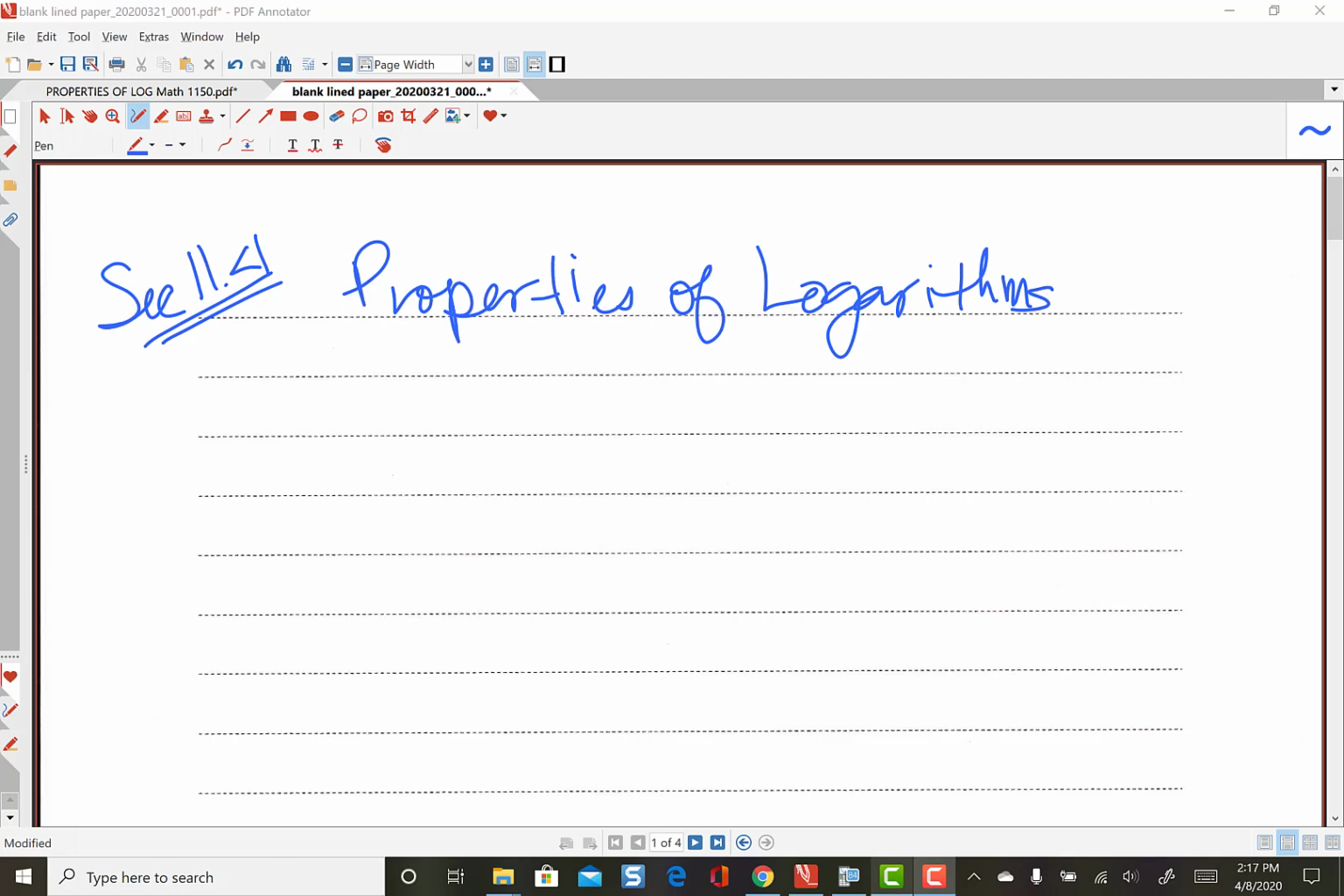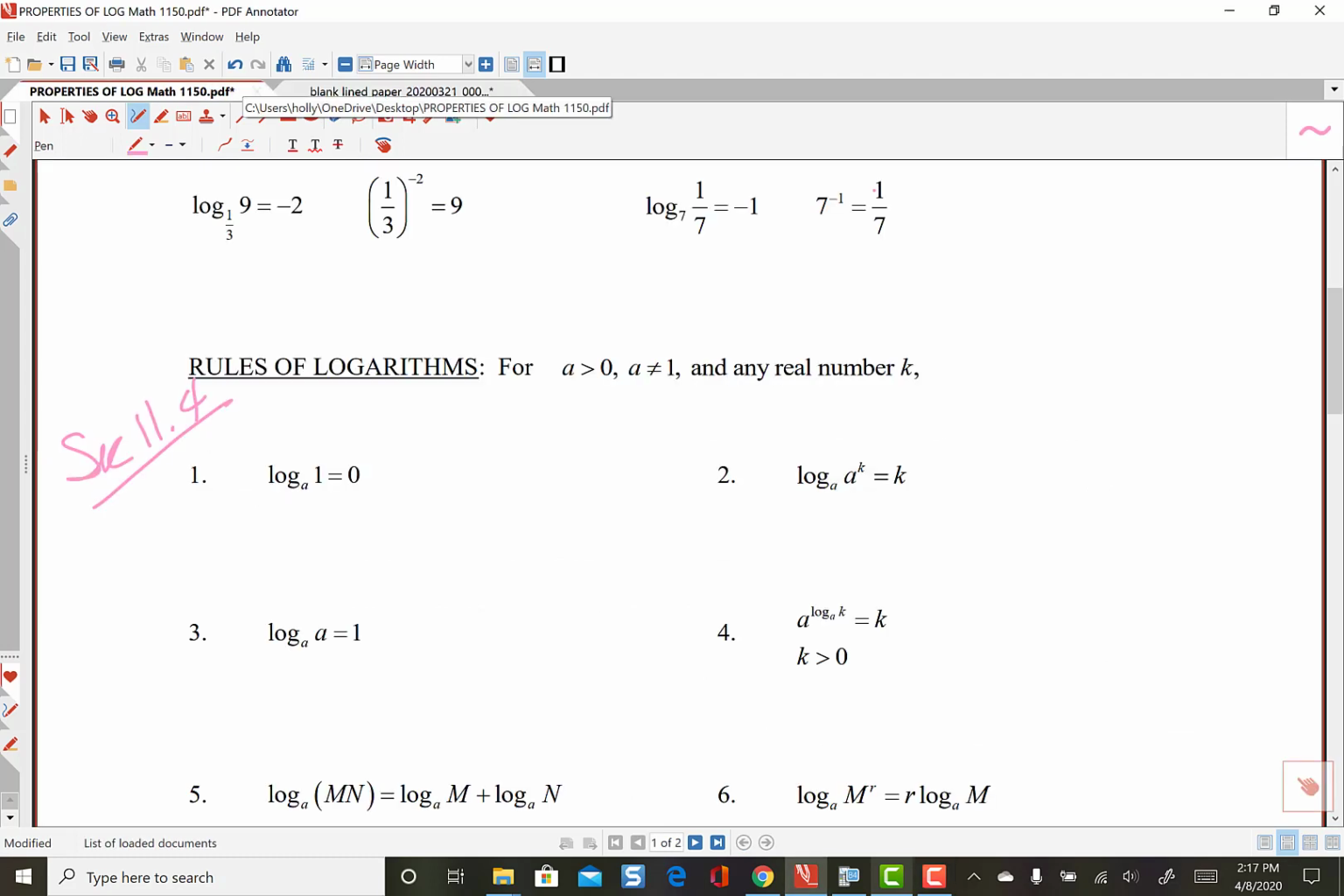All right, so we're going to continue on further into Chapter 11. This is Section 11.4. This is on properties of logarithms. So what I'd like to do is, first of all, let's go back to this handout here, and let's look at some of these properties, and then I'm going to see if I can tie them together with the rules of exponents, because as I said before, logarithms are exponents in disguise.